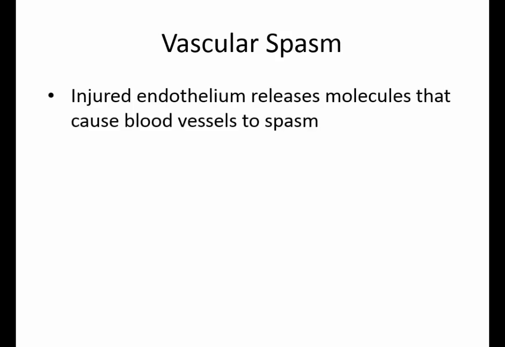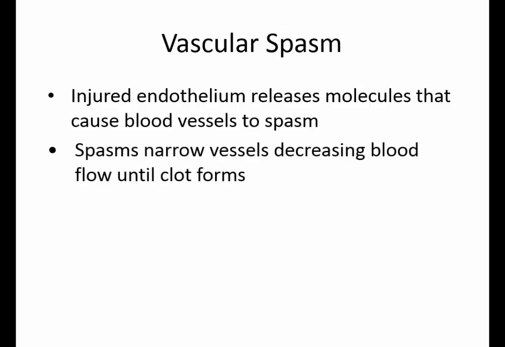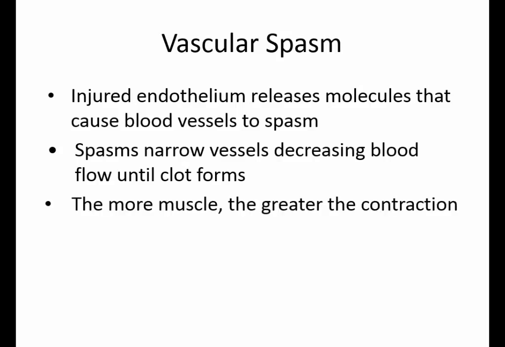The injured lining of the blood vessel will release a molecule that causes the blood vessels to spasm or to constrict down. The spasm will narrow the blood vessels so that decreases the blood flow until a clot can form. The more muscle there is in the blood vessel, the greater the contraction. So arteries can spasm almost completely closed. Unfortunately, this contraction can only last for a short period of time.